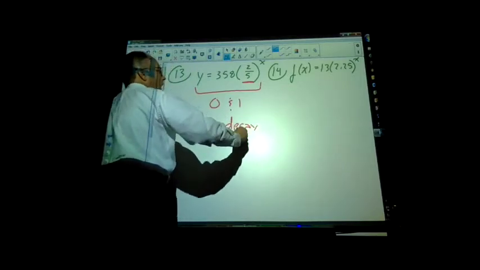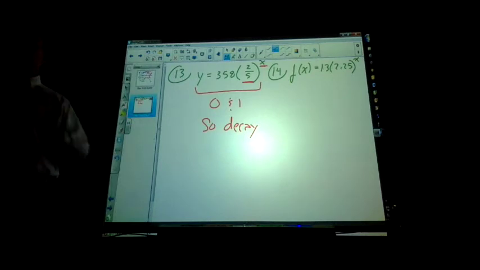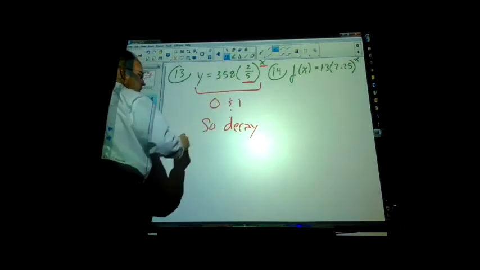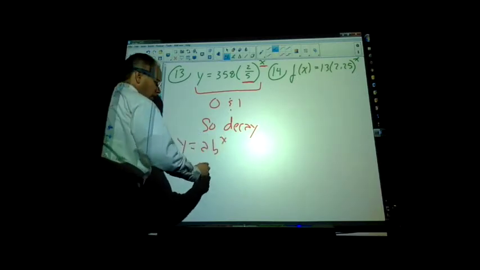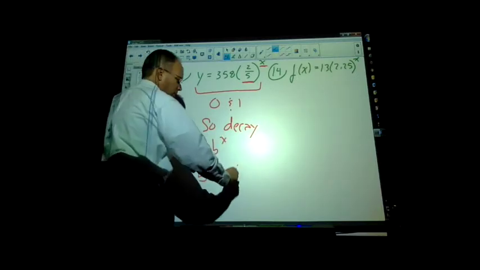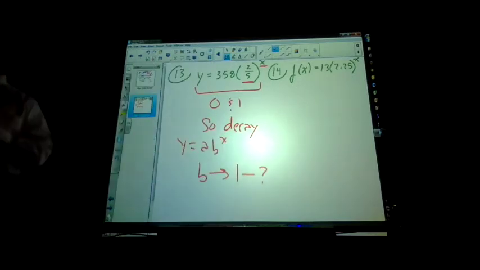Okay? Now, we have to make sure that that exponent isn't negative. Is it negative? So it's still going to be decay. Now, we want to figure out what the growth factor would be. So remember, if I have y equals ab raised to the x, your b value is going to be 1 minus some unknown. The reason I say minus is that's decay. It's going to be 1 plus if it was the other way.